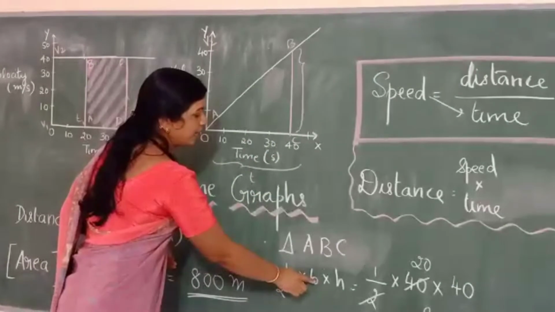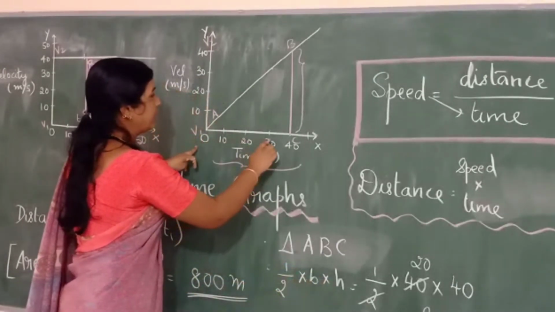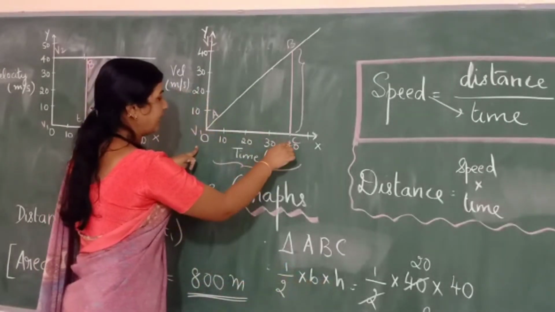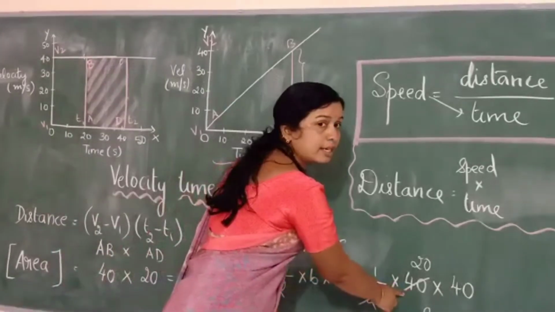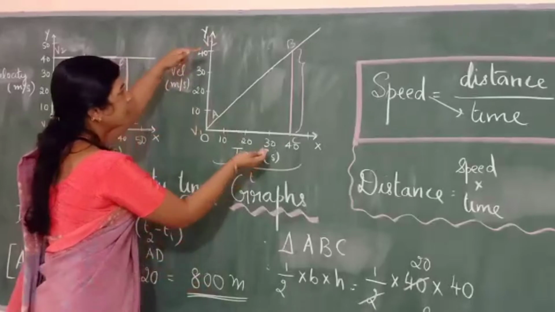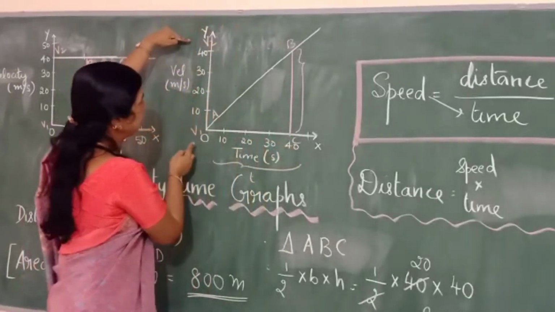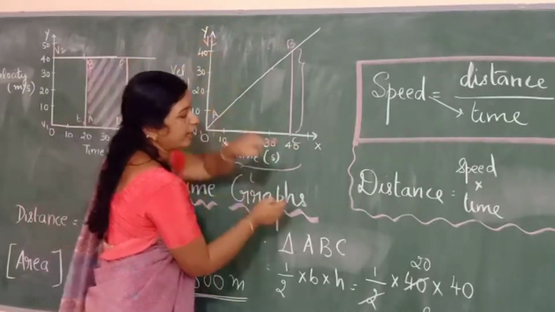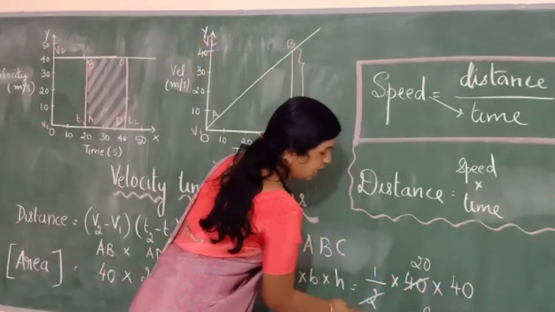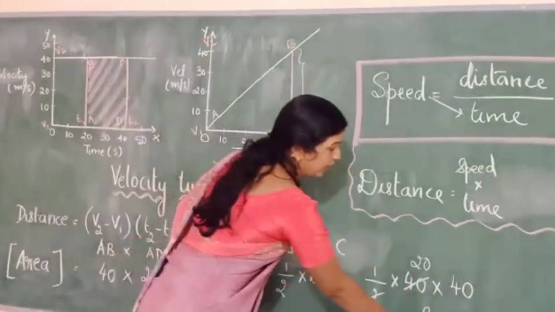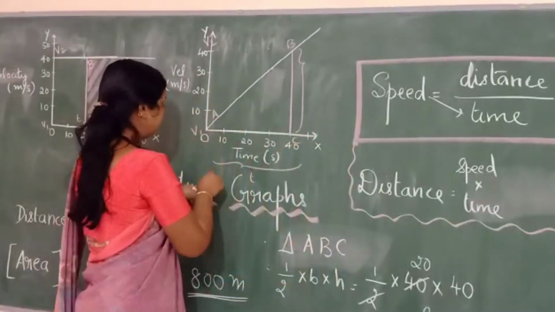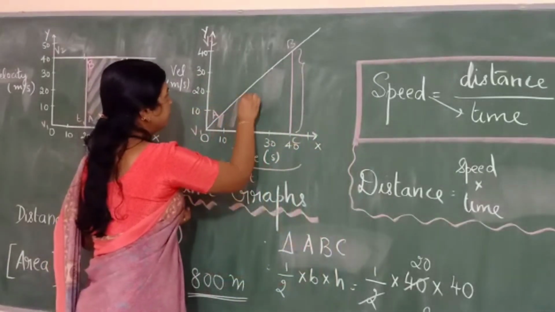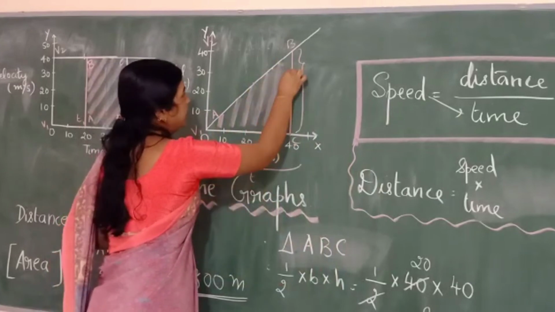Half into base into height. The base of the triangle is AC, and the value of AC is 40. The height of the triangle, BC, is 0 to 40, again 40. When you calculate it, you will get the value as 800 meters. So the distance travelled by this object is the area of the triangle, 800 meters.